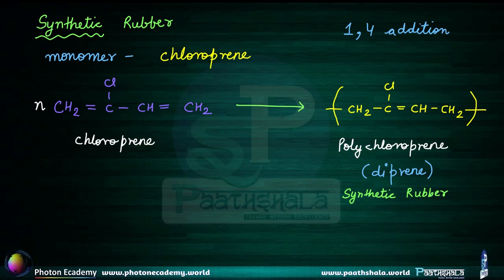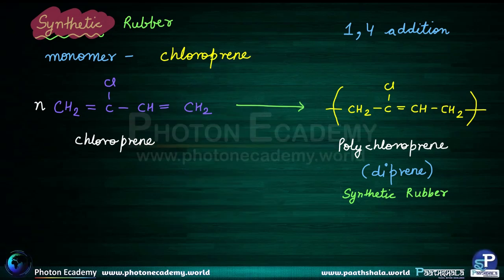So this was synthetic and natural rubber that we just saw. Natural rubber was nothing but the cis form of polyisoprene, and we know that due to 1,4 addition, geometric isomerism is shown. So we have to keep these few points in our mind.